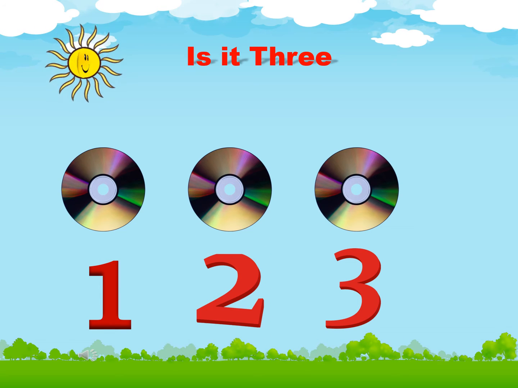Now here we have 3 CD discs. Now let's count them. We have 1, 2, and 3. And if you look at them, you see that they are going across from the left to the right. They're in a straight line.